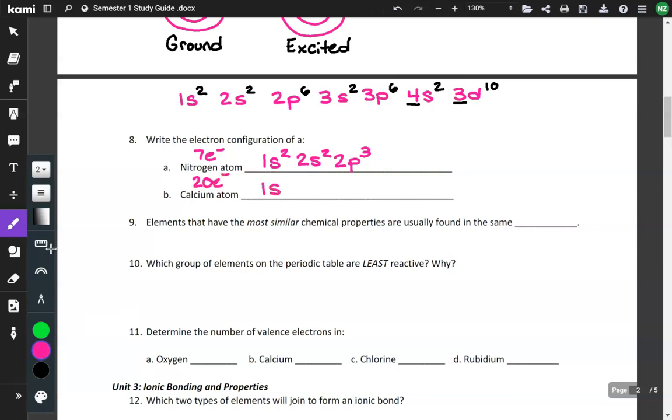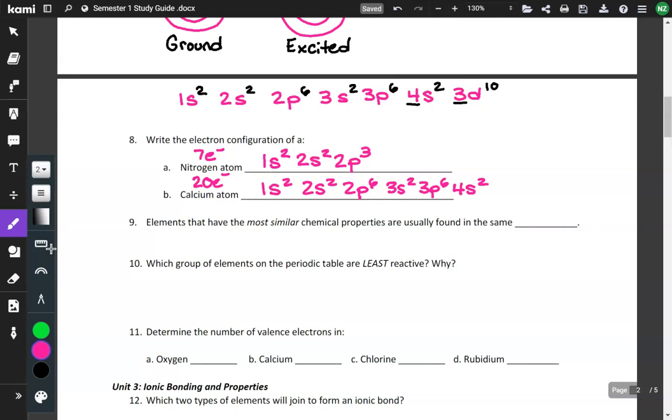So 1s2, 2s2, 2p6. That's 10 electrons. So 3s2 is 12. 3p6 is 18. And then 4s2 is 20.